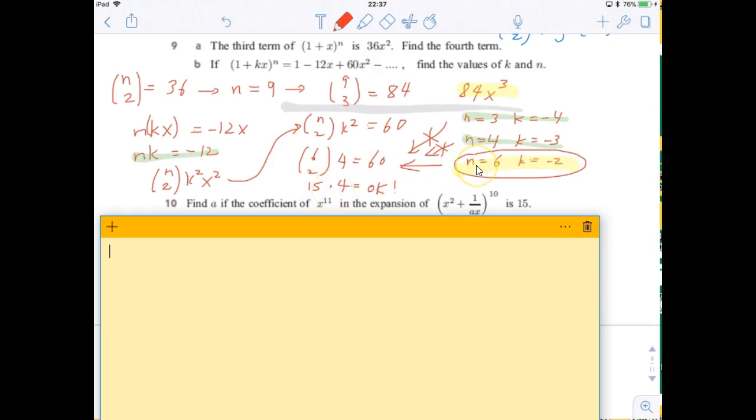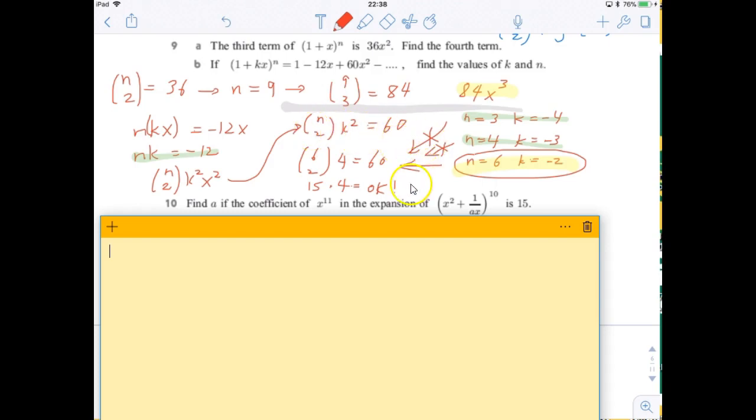So the combination of n and k values that multiply together and get negative 12, and that fill in this expression and give us 60, are indeed n equals 6, k equals negative 2. By the way, if you did try n equals 2, k equals negative 6, if you put k equals negative 6 into k squared, you get 36. That also is not a candidate to multiply times an integer and get 60.